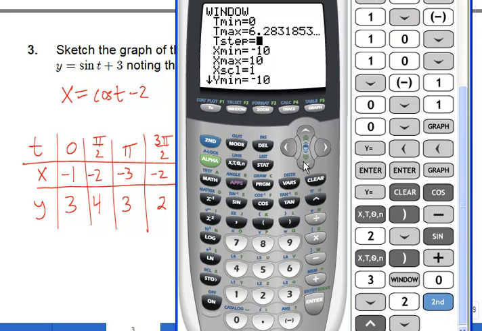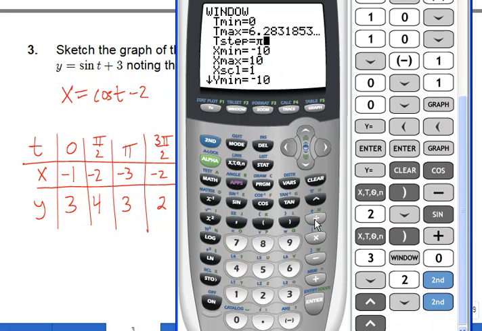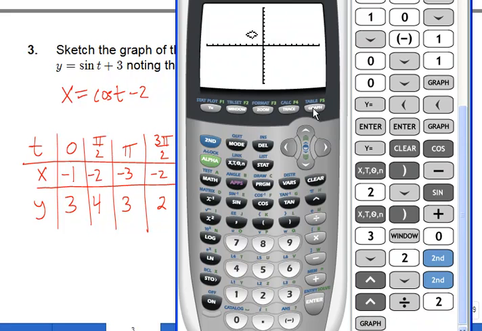Now, if we do the same t step that we used here, how much did these t's go up by each time? They went up by pi over 2, or 90 degrees each time. So I'm going to show you what happens if we use a t step of pi divided by 2. And I'll leave my x-min and my x's and my y's from -10 to 10. So let's go ahead and graph, and let's see what we get.